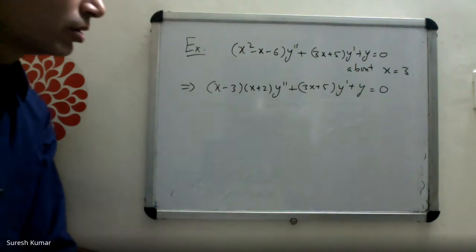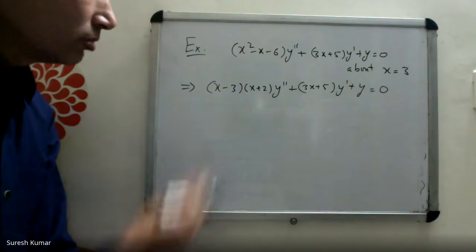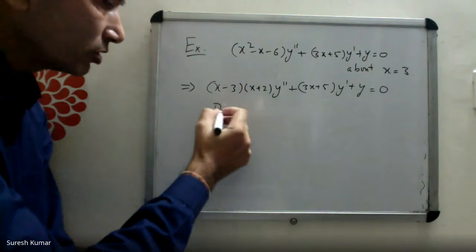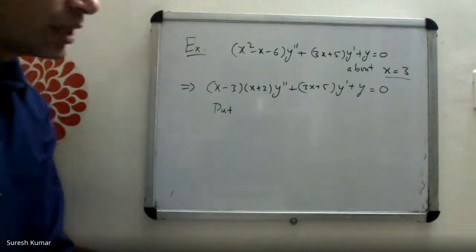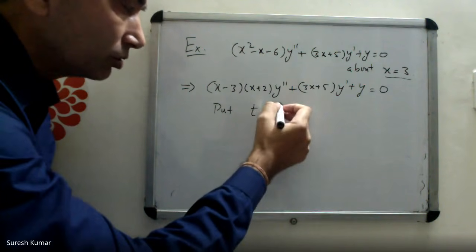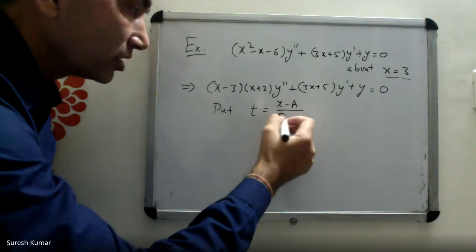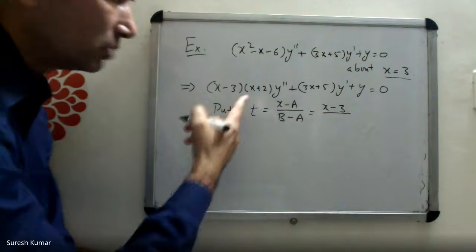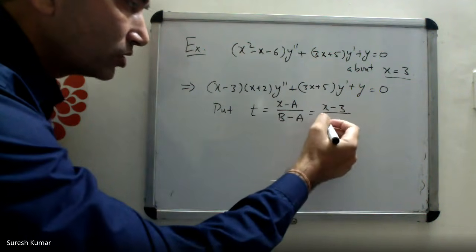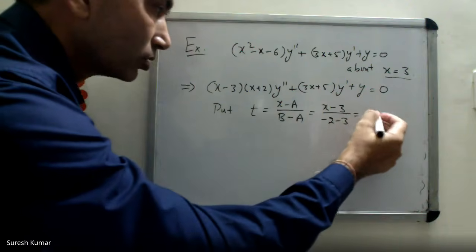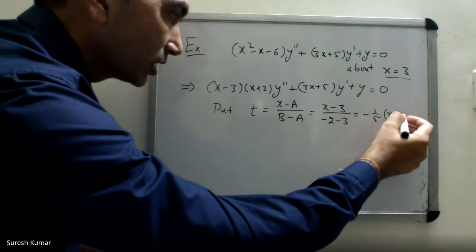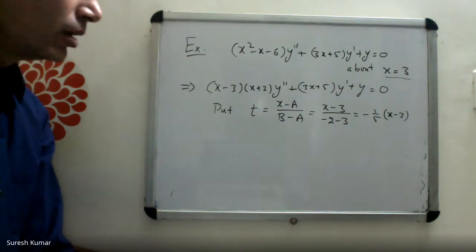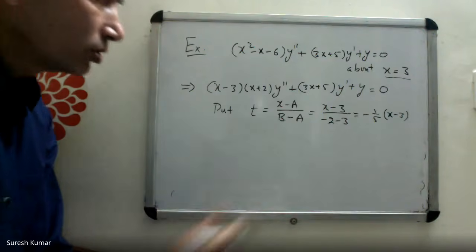Okay, you have rewritten the given differential equation by factorizing this quadratic expression. After that, which transformation do you need to use to find the solution about x equal to 3? Recall that t equal to (x minus a) over (b minus a). What are a and b here? a is 3, b is minus 2. So your transformation is minus 1 over 5 into (x minus 3). Let's use it in this equation.